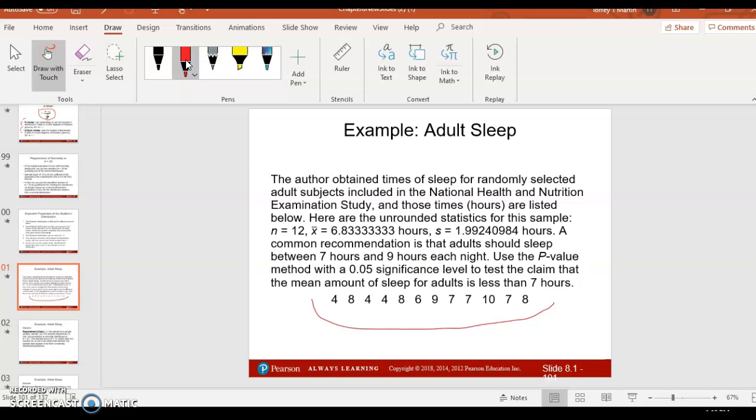A common recommendation is that adults should sleep between 7 hours and 9 hours each night. Use the p-value method with a 0.05 significance level to test the claim that the mean amount of sleep for adults is less than 7 hours. The key thing to look at here is that it says less than. That tells us our alternative is mu is less than 7, which means we want a left tail test.